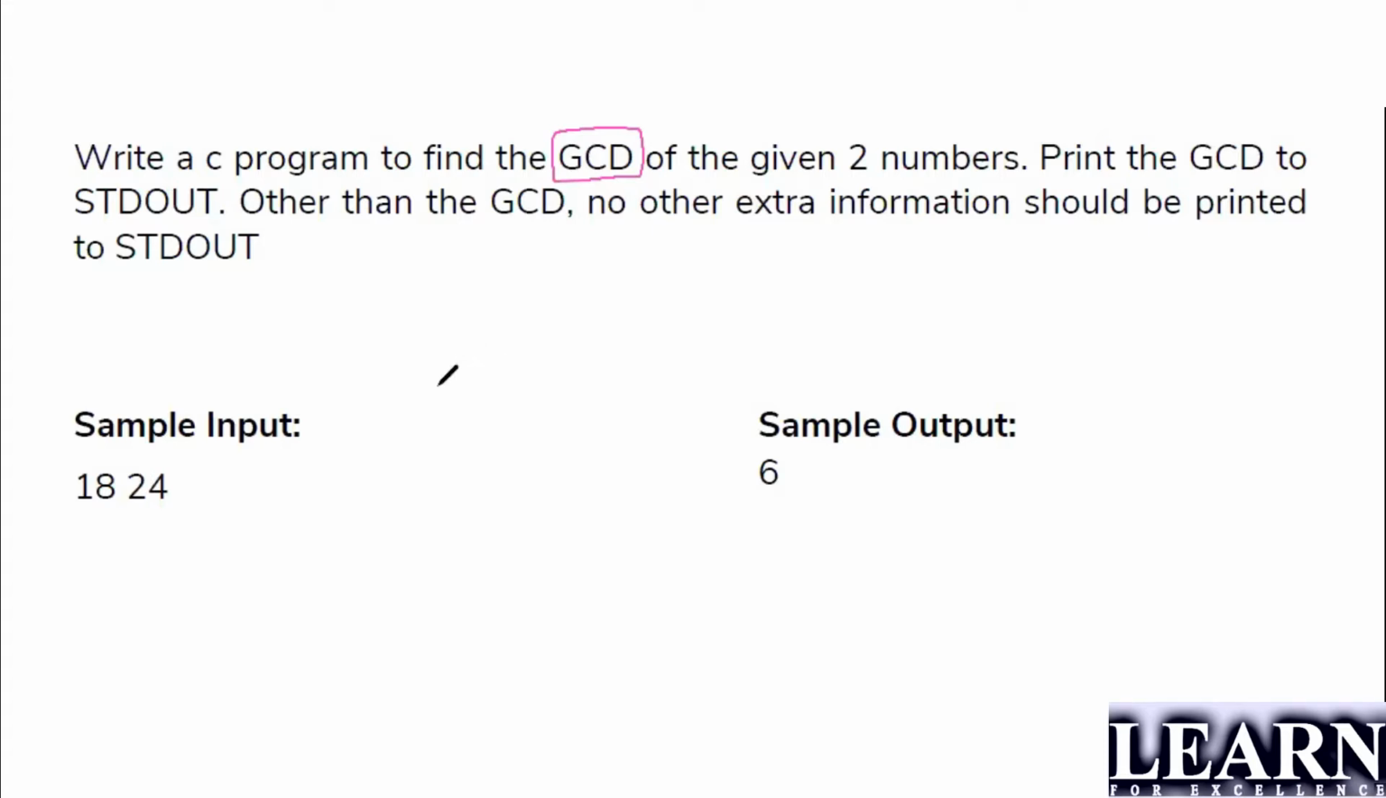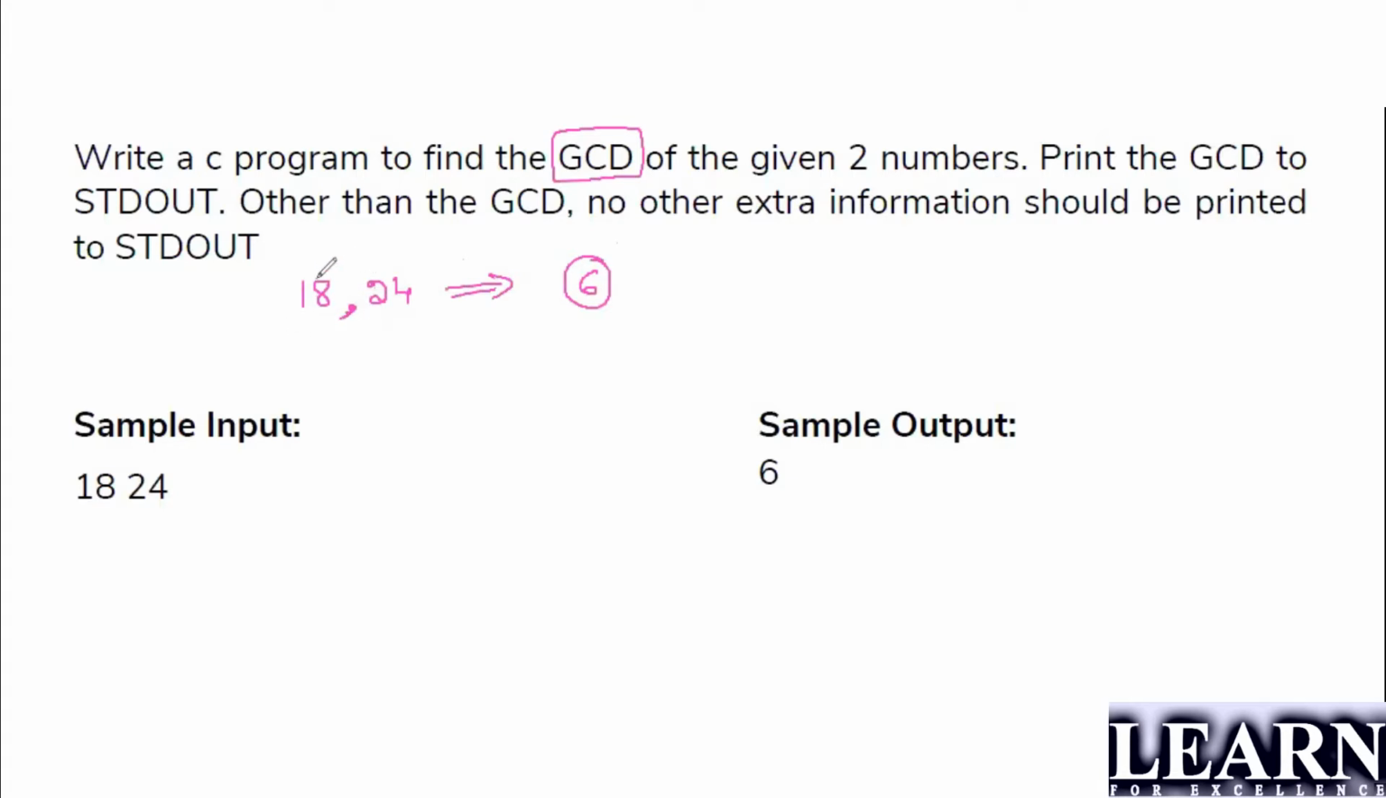There are different ways to find the GCD. Let us assume I take 18 and 24. What is the GCD of this? Here I can say the GCD is 6. How are we going to check this?